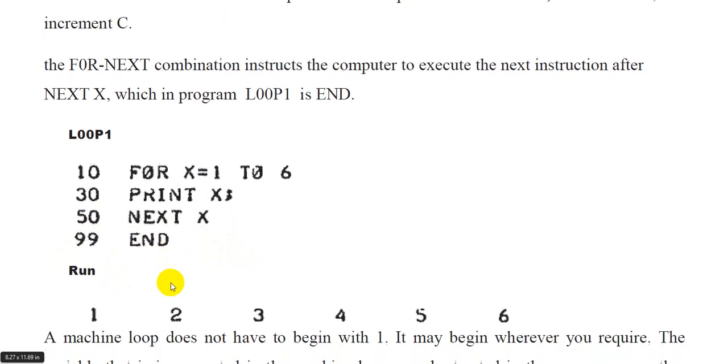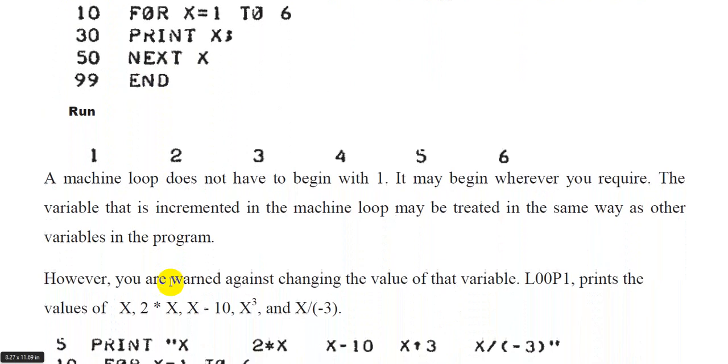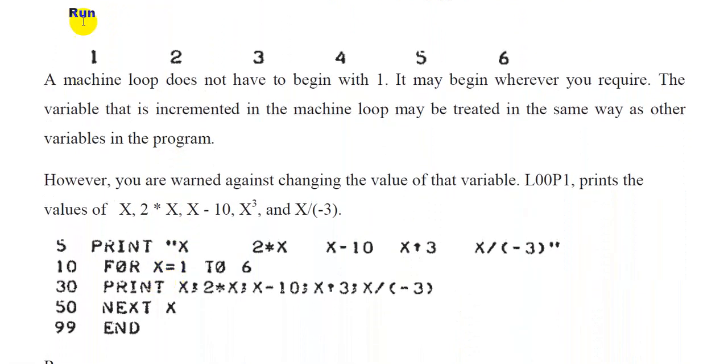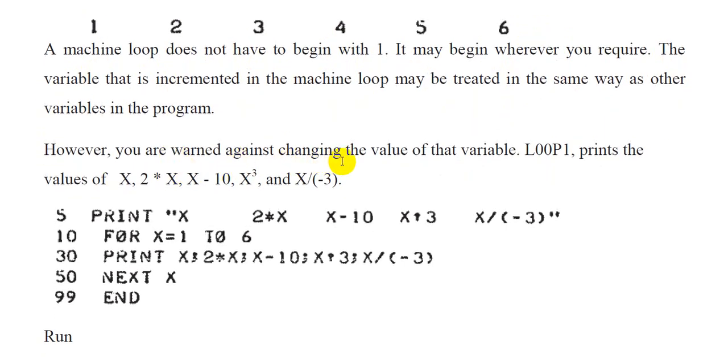99 indicates the execution of the activities by using the RUN command: 1, 2, 3, 4, 5, 6. A machine loop does not have to begin with exactly 1. It may begin wherever you require. The variable that is incremented in the loop may be treated in the same way as other variables in the program. However, you are warned against changing the value of that variable. Loop one prints the values of x, x squared, x cubed, and x squared minus 3.